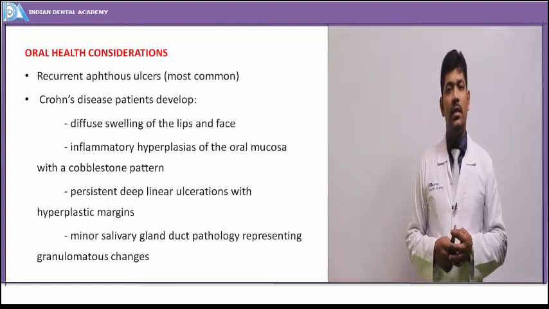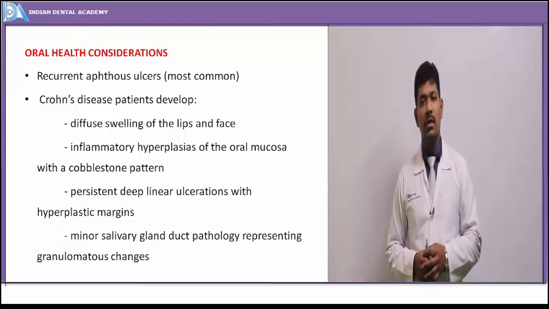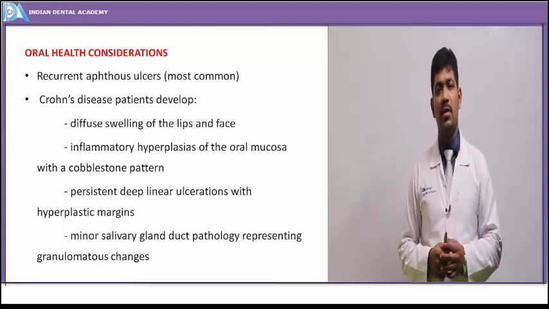So moving on to the oral health considerations, the most important finding is the presence of RAS, also known as recurrent aphthous ulcers.